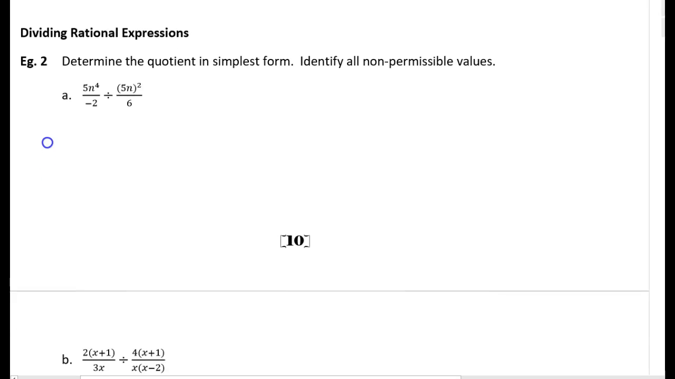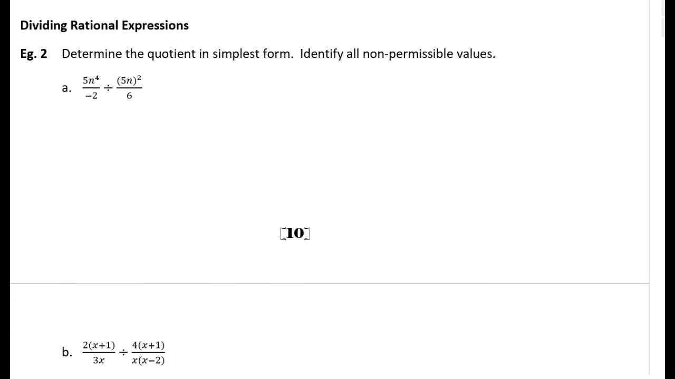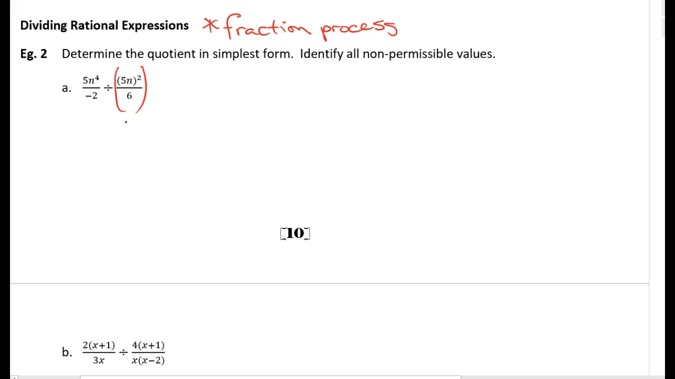Now, dividing rational expressions is very, very much the same. So we're still following our fraction rules. We take the reciprocal of our denominator and we multiply instead. The only tricky part is that this whole piece is actually a denominator. So what that looks like is I could rewrite this as 5n to the 4 divided by 2 all over 5n squared over 6.